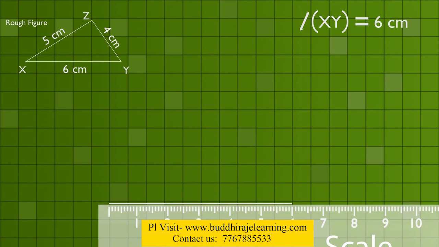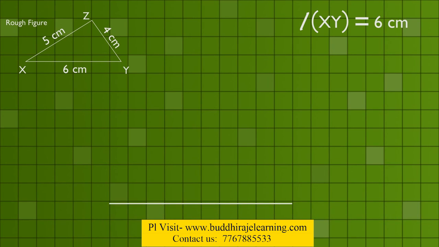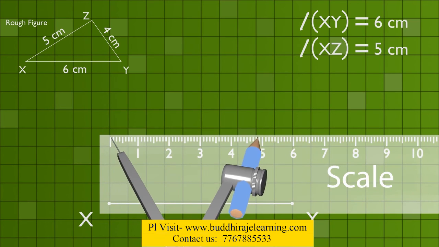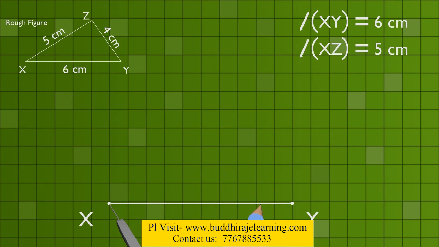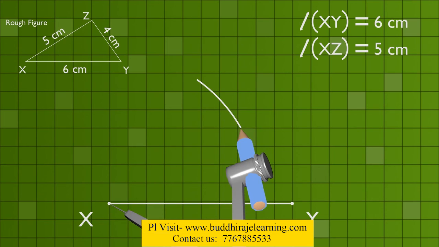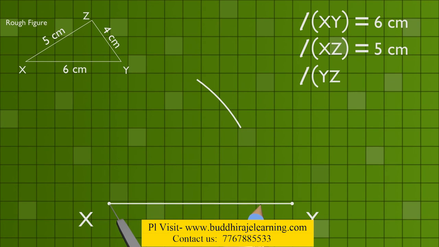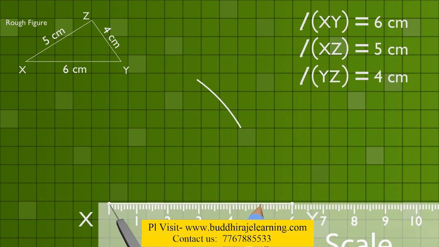So, we first draw a line segment of length 6 cm and name its end points X and Y. Now, let us take the compass and open it up to 5 cm. Then, we place the compass needle on the point X and draw an arc on the upper side of the side XY. Now, adjust the distance between the tips of the compass's needle and the pencil to 4 cm.